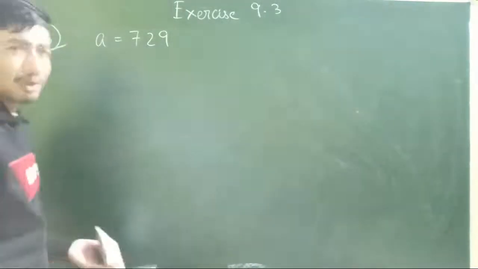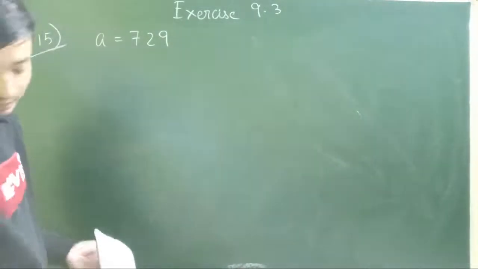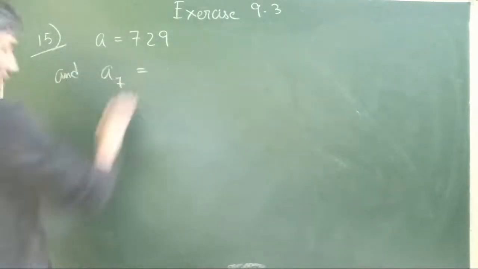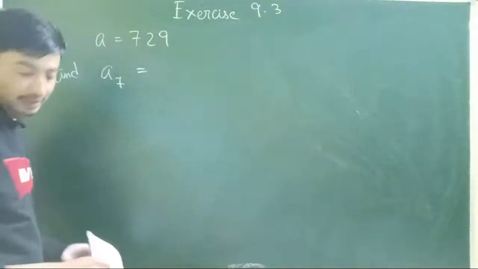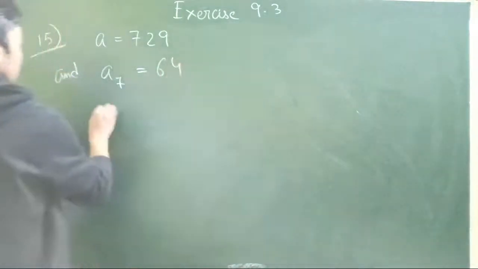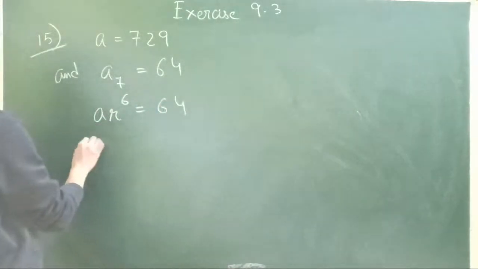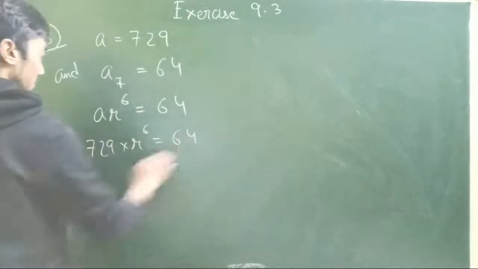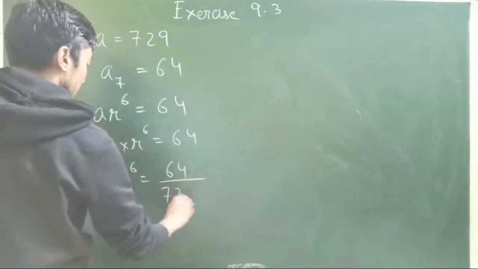Let R be the common ratio. Okay, so we'll assume the normal R to be our common ratio. Also given that the seventh term is 64. So that's A R power 6 is equal to 64. Now the value of A is 729, so 729 into R power 6 is 64. So R power 6 is 64 upon 729.